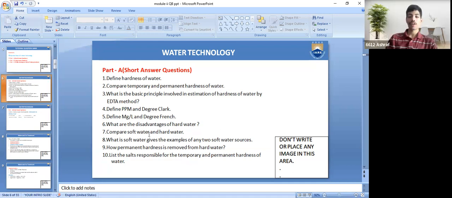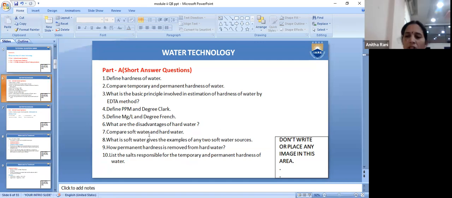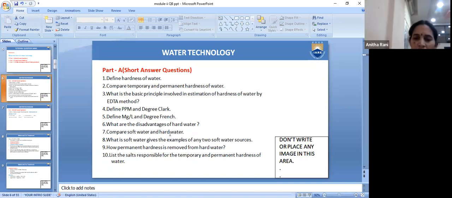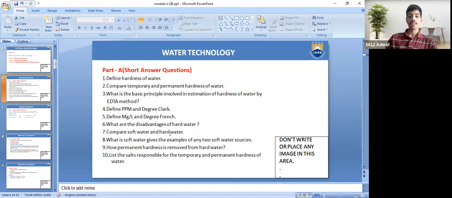If the water gives lather with soap, it is soft water. If the water doesn't lather with soap, it is hard water.